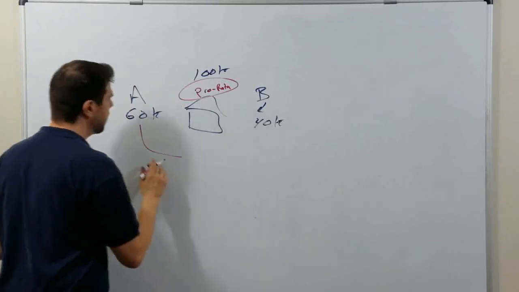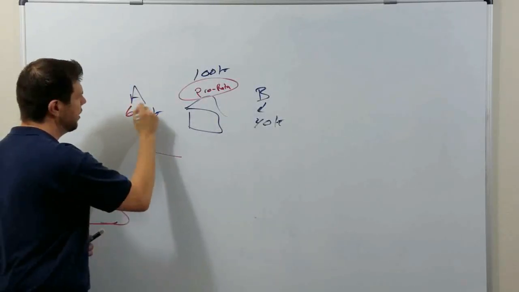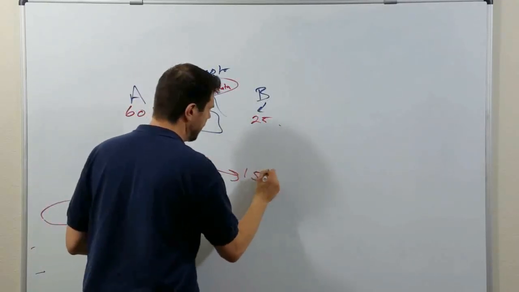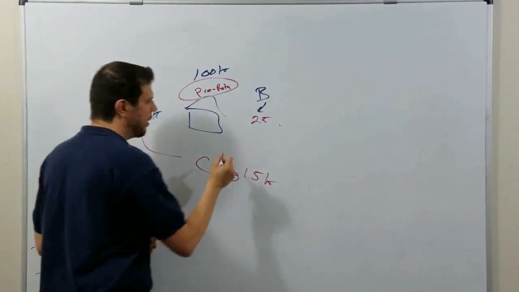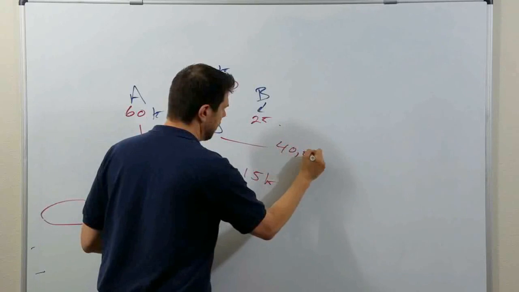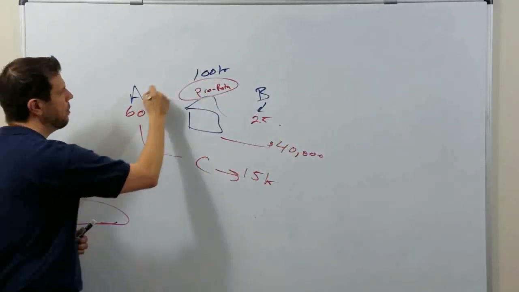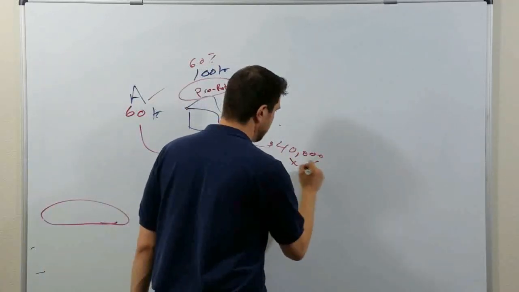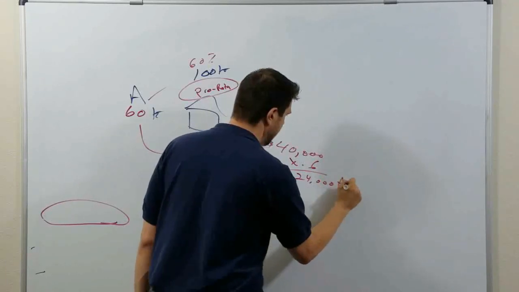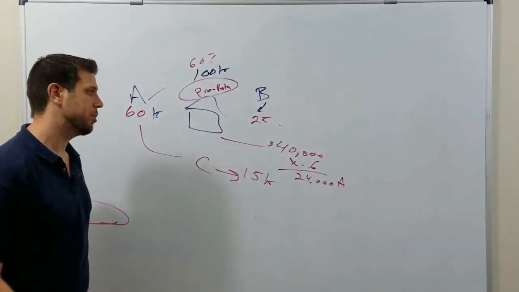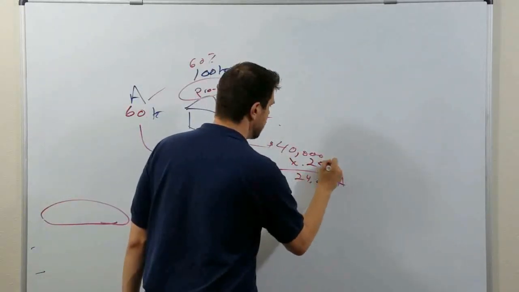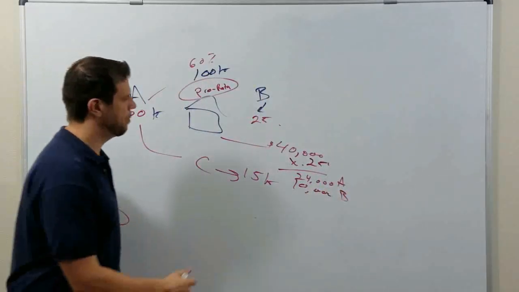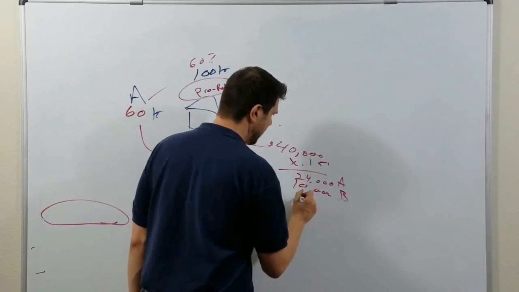Now let's throw in another company there. Let's say Company A insures it for $60,000, Company B insures it for $25,000, and Company C insures it for $15,000. If I have a claim of $40,000, Company A pays 60% of that claim, so that ends up being $24,000. That's Company A. Company B will pay 25% of that claim, so that ends up being $10,000. And then Company C will pay 15% of that claim, and that ends up being $6,000.